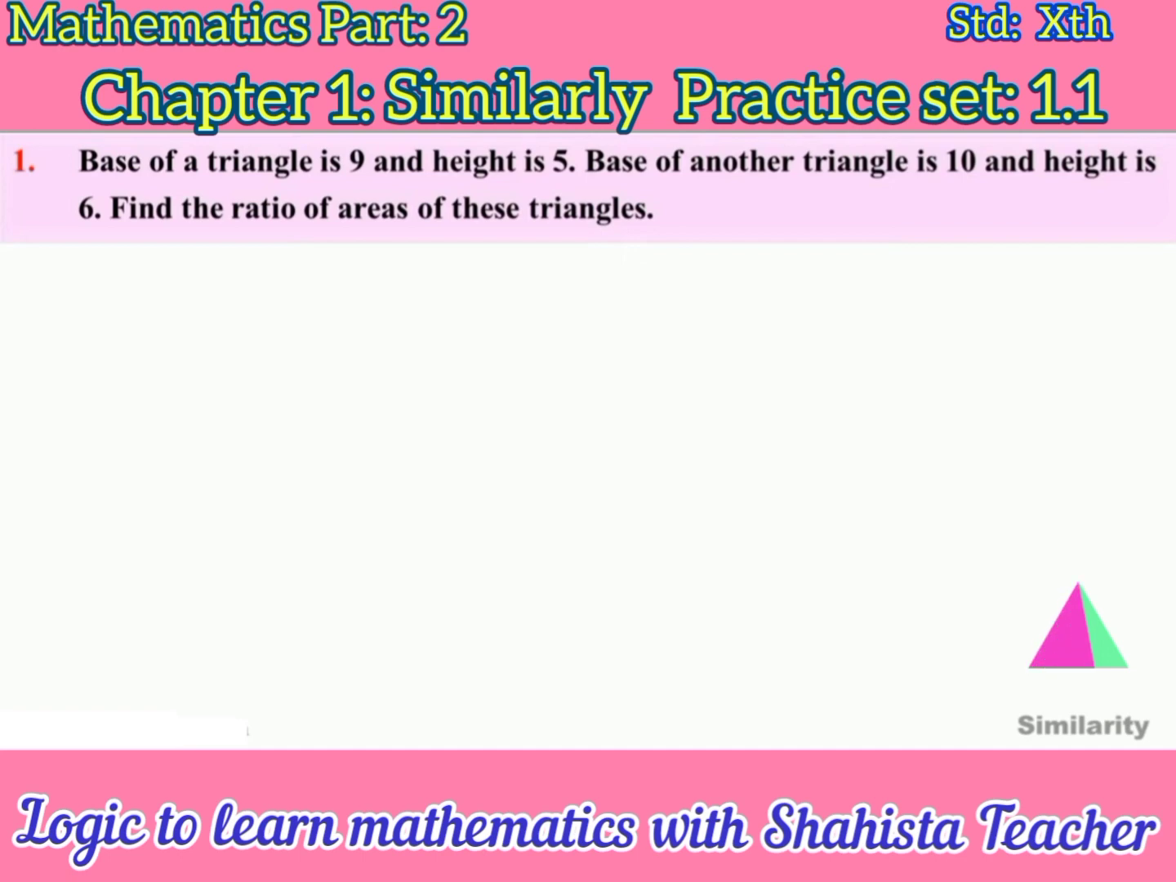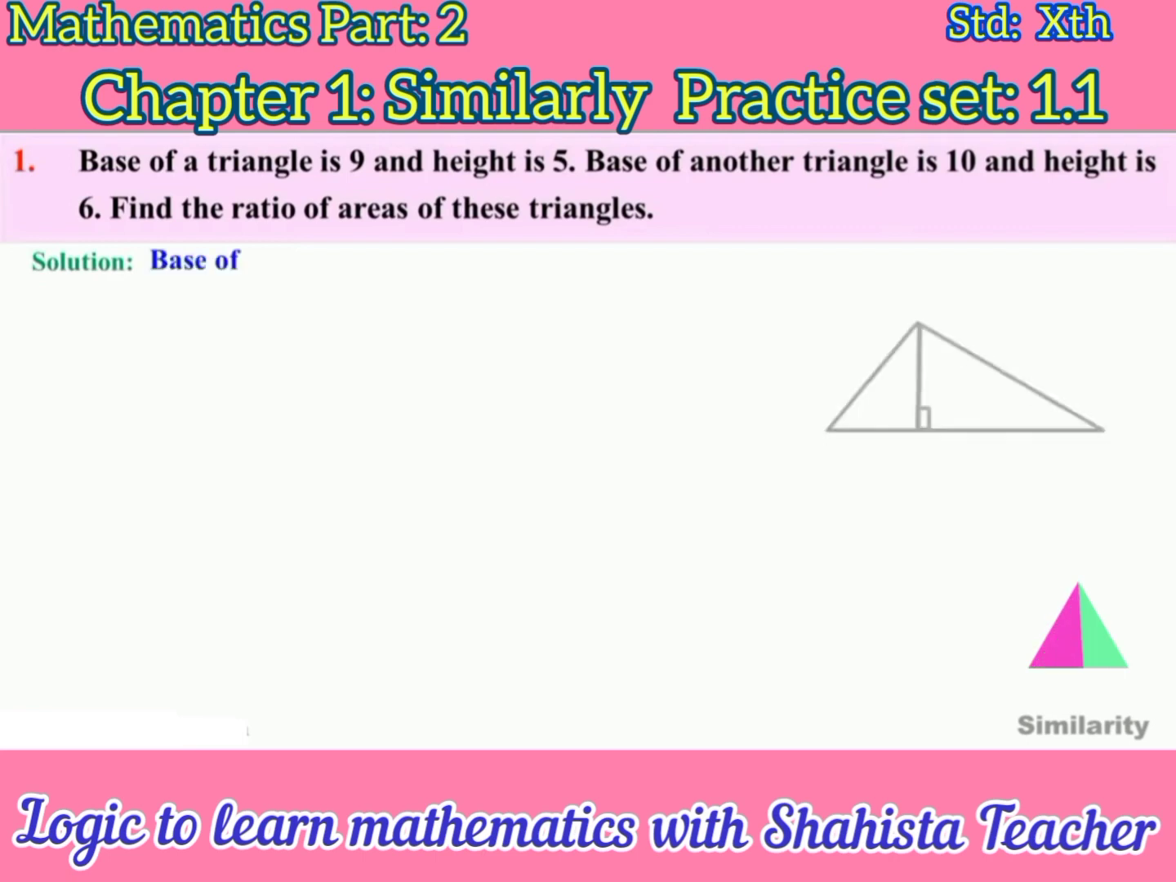In this question, two bases are given and two heights are given. The first base is 9 and the second base is 10. Similarly, the first height is 5 and the second height is 6. That means B1 is equal to 9 and B2 is equal to 10. Similarly, H1 is equal to 5 and H2 is equal to 6. We have to use this in the solution.